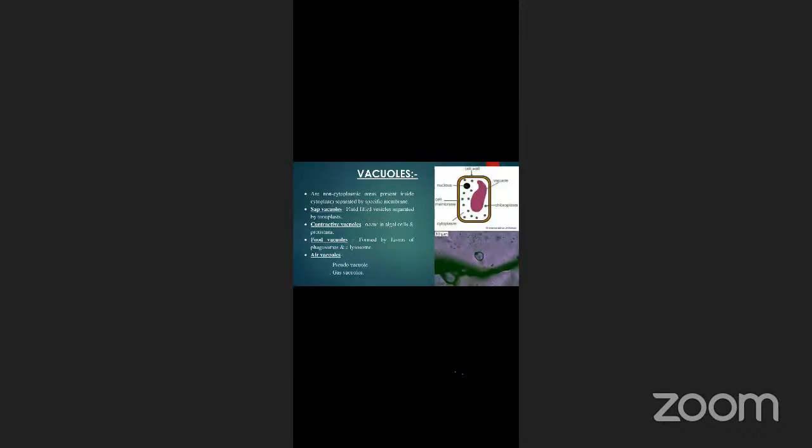Then vacuoles. Vacuoles are non-cytoplasmic areas. There are different types of vacuoles: sap vacuoles, contractile vacuoles, food vacuoles, air vacuoles. Sap vacuoles are fluid-filled vesicles separated by tonoplasts. Contractile vacuoles occur in algal cells and protists. Food vacuoles are present inside the protozoans, which fuse with phagosomes and lysosomes. Air vacuoles are pseudo vacuoles and mainly for gaseous exchange.